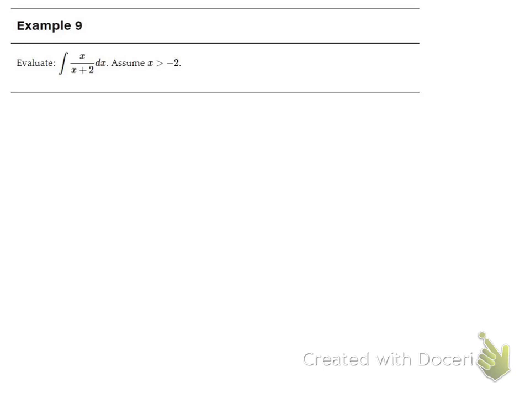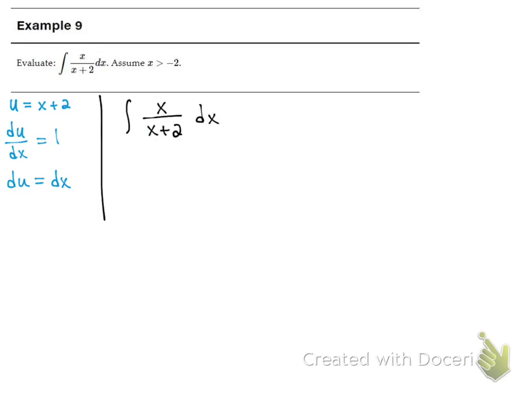So once we make this u substitution, we should get something fairly simple that we can easily integrate. That's the goal of u substitution. So in this case, let's try u equals x plus 2. So we need to find du dx. So then du dx would just equal 1. So then of course du is just equal to 1 times dx, which is just dx.